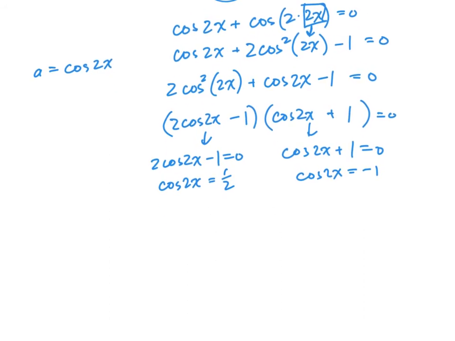All right, let's solve this. What angle makes cosine 1/2? That is pi over 3 and 5 pi over 3, plus 2 pi n, right?